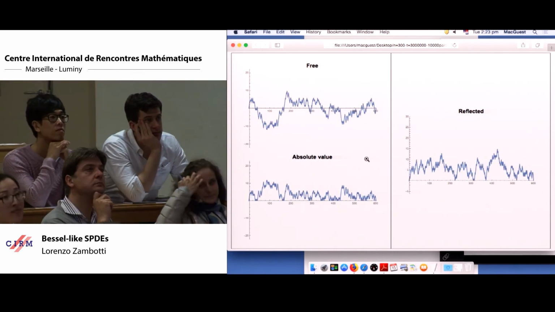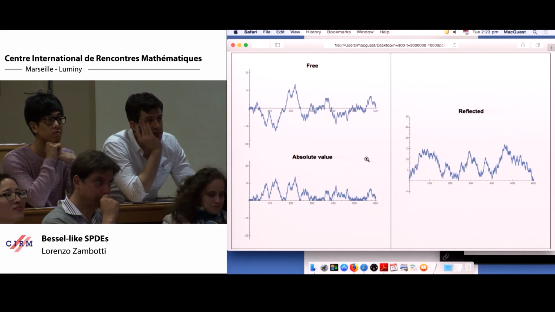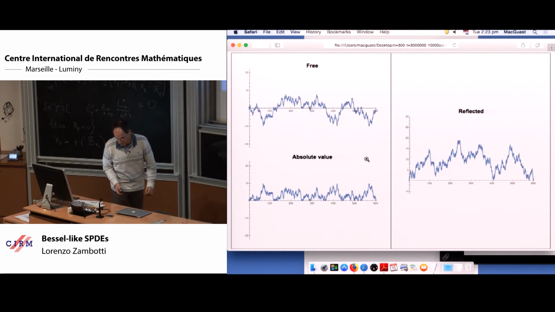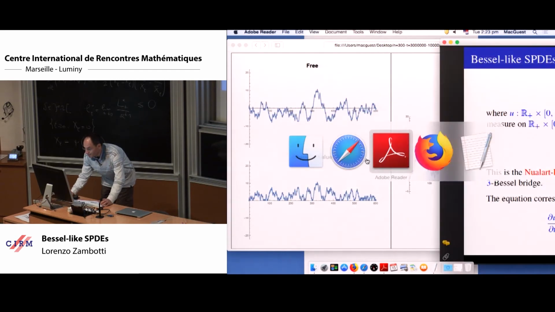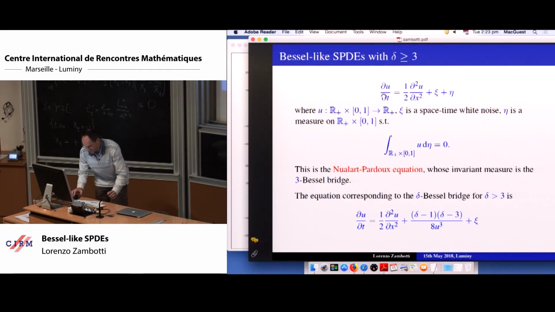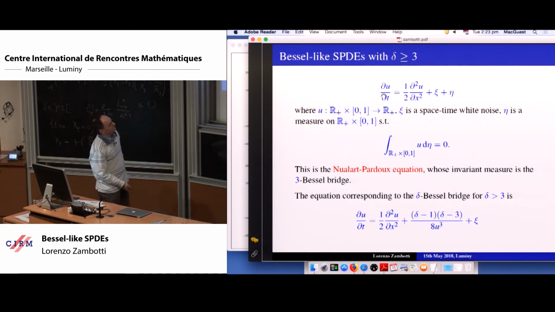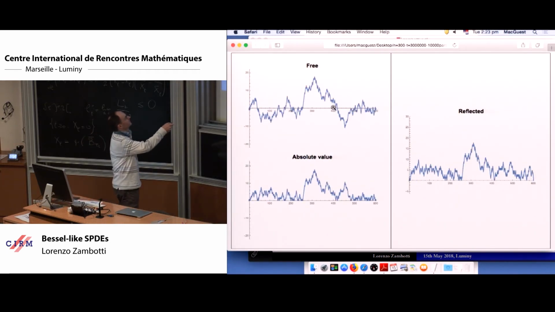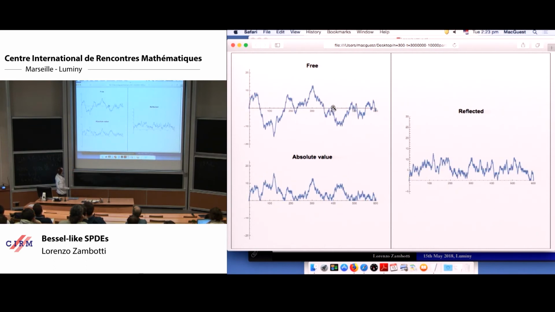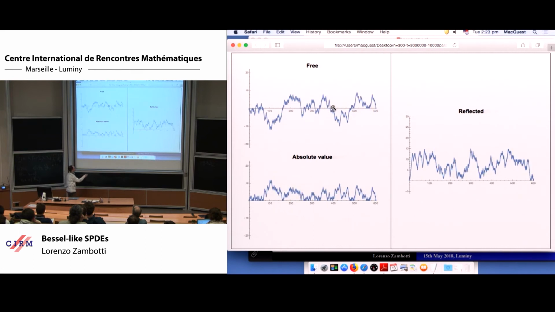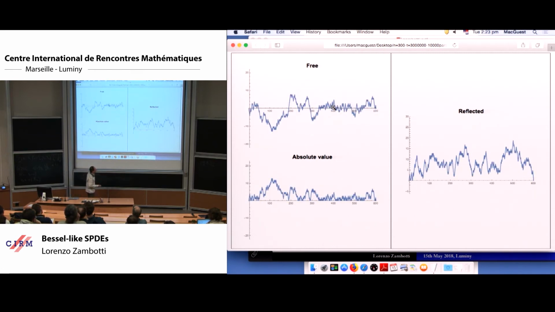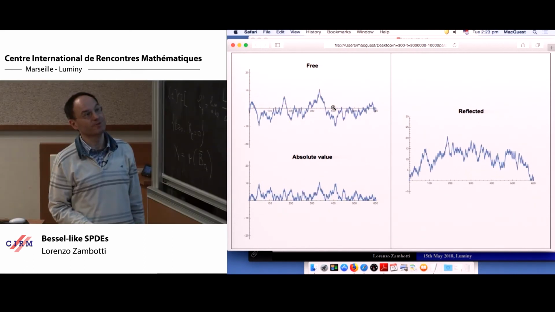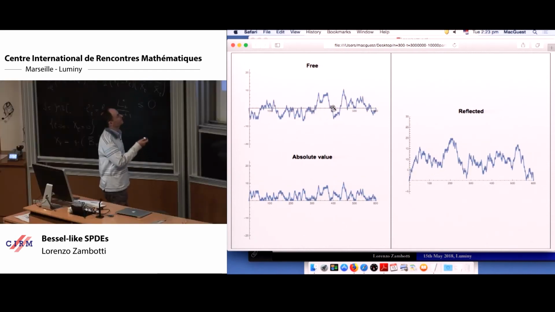So this is the stochastic heat equation with additive space-time white noise. It is this equation without reflection, just the standard stochastic heat equation. This is the absolute value of this function, and this is the reflected equation. So you see that they look quite different.